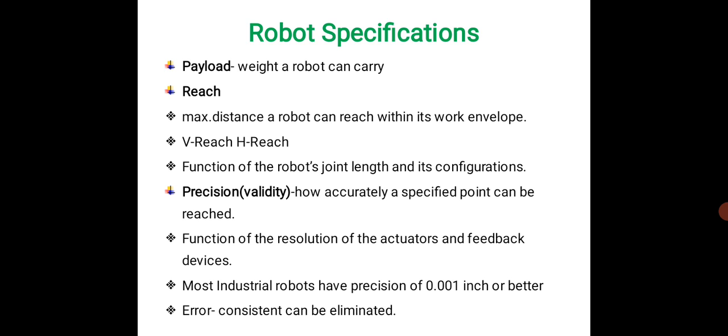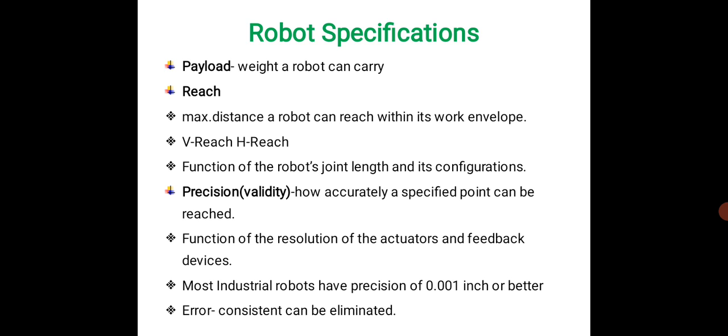Robot specification. How is a robot characterized? The first thing is payload, which is how much weight a robot could carry. The second thing is reach. Reach is the maximum distance a robot can reach within its work envelope. Work envelope is how much of the space it could utilize. Here we have 2 types of reach, vertical reach and horizontal reach. The robot's joint lengths and its configuration depend upon this particular reach.